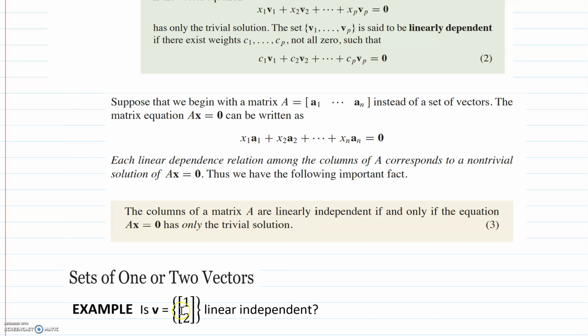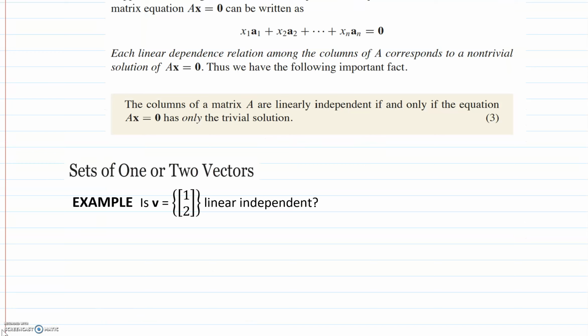The first example looks at one vector. Is this one vector v equaling 1, 2 linearly independent? Well, the answer is yes. Why? Because if we look at our vector equation x1v equaling 0, this only has the trivial solution. V is 1, 2, which is not 0. So x1 times this vector 1, 2 can only be 0 when x is 0. It only has, again, the trivial solution.